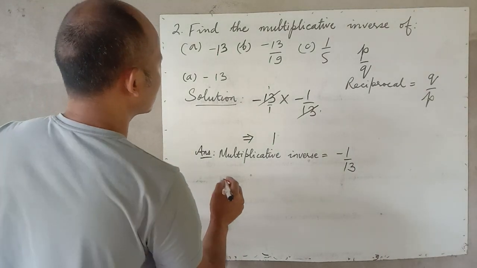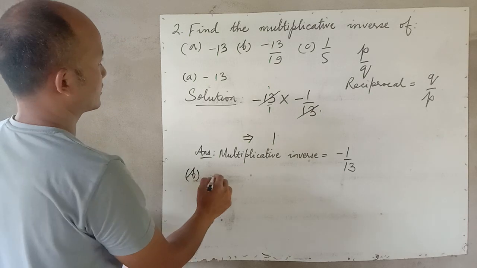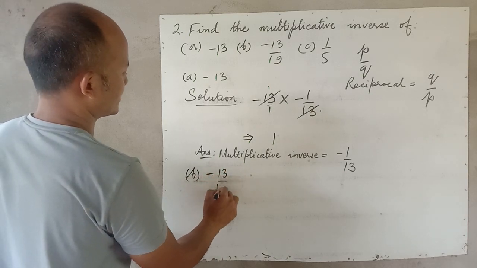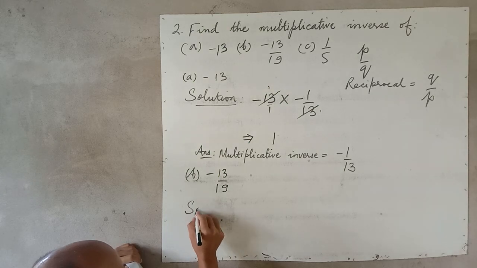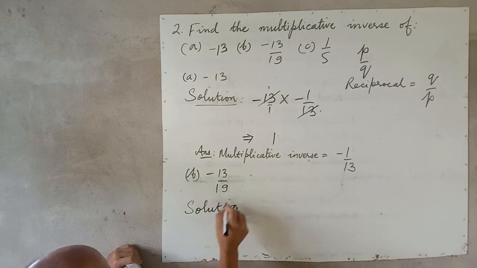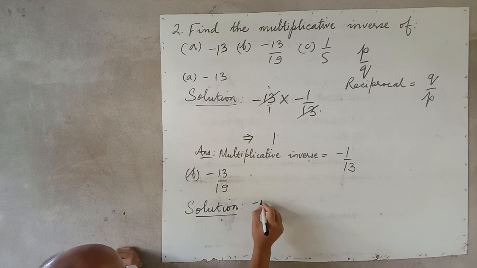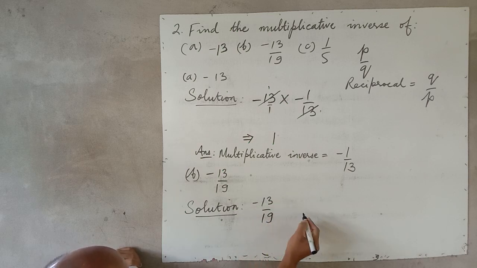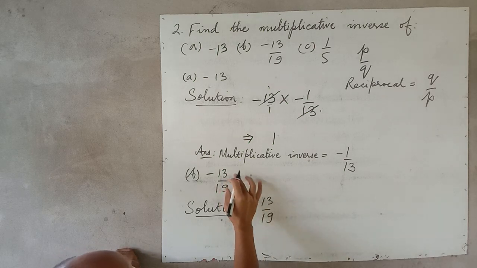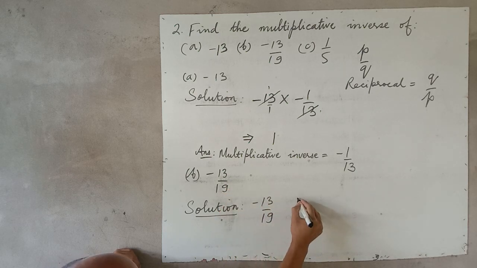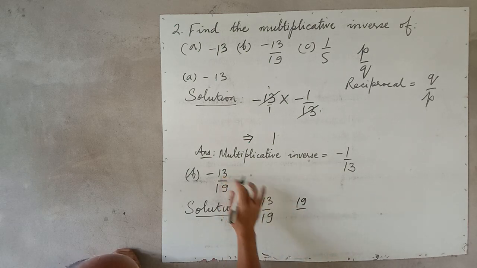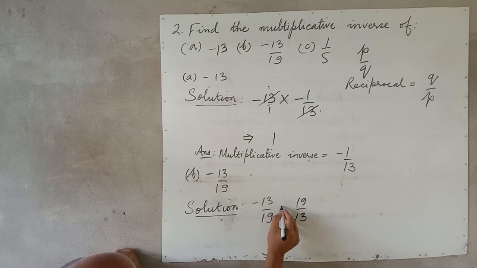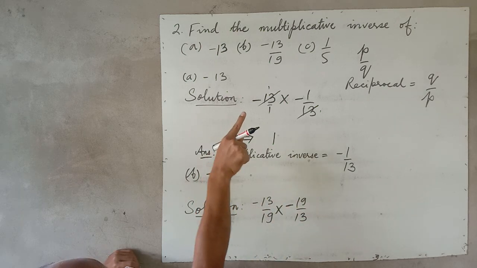Now B, minus 13 by 19. Solution. Let us solve. Minus 13 by 19 is the number the question has given us. Now let's change. 19 in the upper side and 13 in the lower side, the denominator, and we multiply, but we don't need to change the sign. Negative and negative, no need to change in this case of multiplicative inverse.